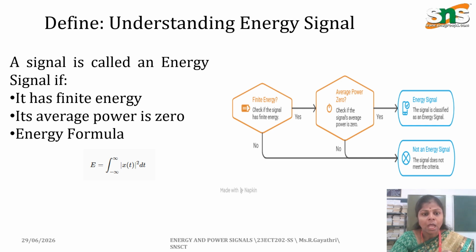In the define part, understanding the energy signal: its energy varies from 0 to infinity. The energy should not be 0 as well as should not be infinity. It should range between 0 and infinity, so the energy signal has finite energy. There is no infinite energy in the signal, and its average power will be 0. So by considering these factors, we can calculate the energy using the formula E equals the integral from minus infinity to infinity of the modulus of x of t whole squared into dt. If by using this formula the signal energy is 0 or infinity, the signal is not an energy signal.